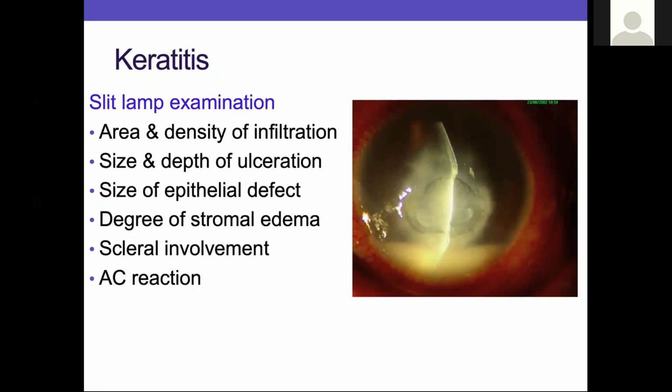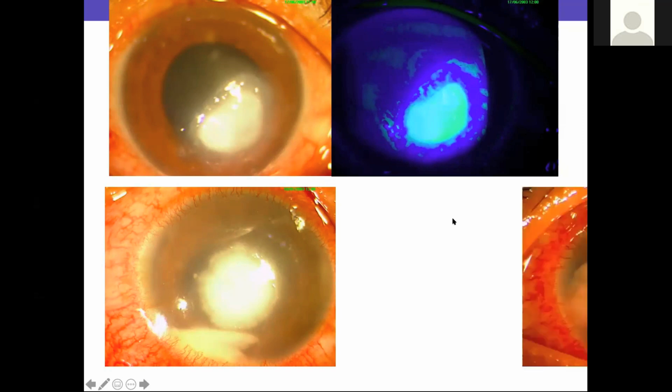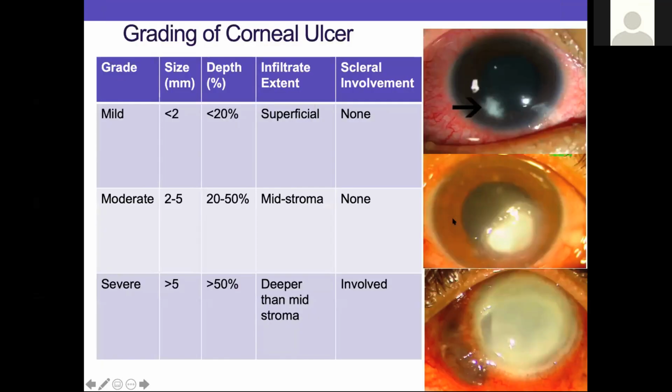For the slit lamp examination, you have to see the area and the density of the infiltration, the size and depth of ulceration, the size of the epithelial defect, the degree of stromal edema, scleral involvement, and AC reaction, if any. You have to look at not only the epithelial defect, which is this, but the stromal infiltrate also. The stromal infiltrate would be beyond the epithelial defect at every visit. And then you ask the patient to change the position, so the hypopyon moves.